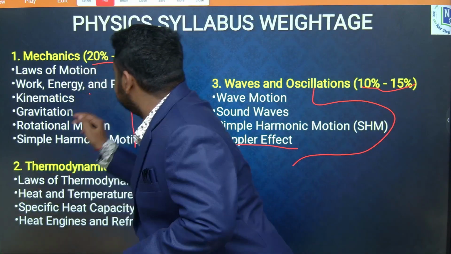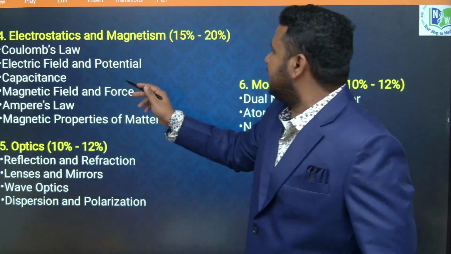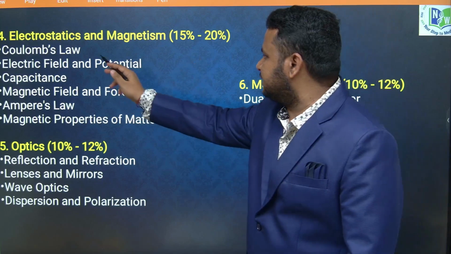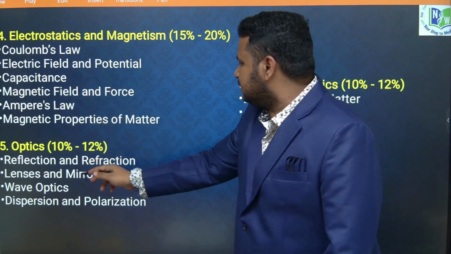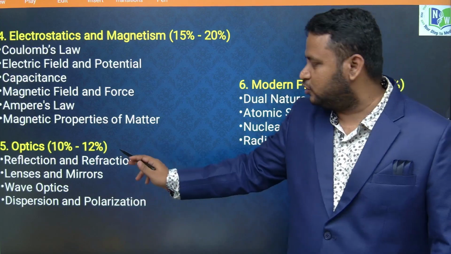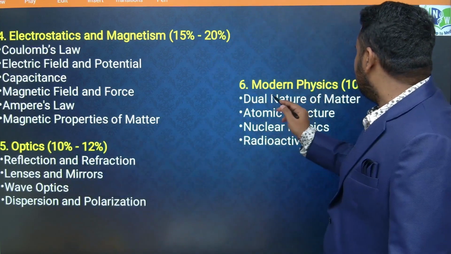Going forward, let us see what are the topics that are there and its weightage. So electrostatics and magnetism, this is having the weightage of 15 to 20%. Got it? These are the topics that are involved. And optics. Be it ray optics, be it wave optics, you have to be very focused when it comes to optics.